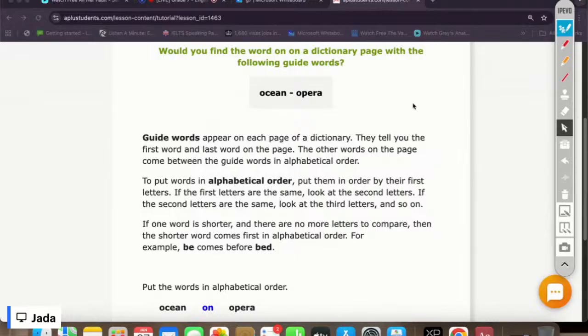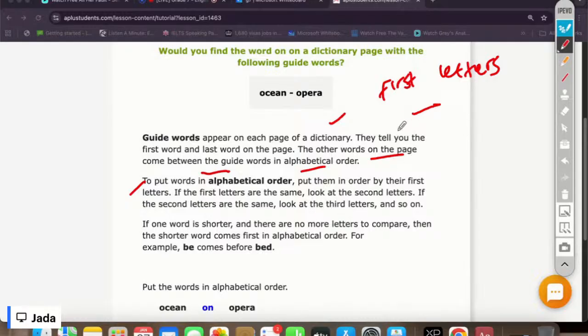Okay, so guide words appear on each page of a dictionary. They tell you the first word and the last word on the page. The other words on the page come between guide words in alphabetical order, okay? So to put words in alphabetical order, you have to put them in order by their first letters. So first letters, okay?